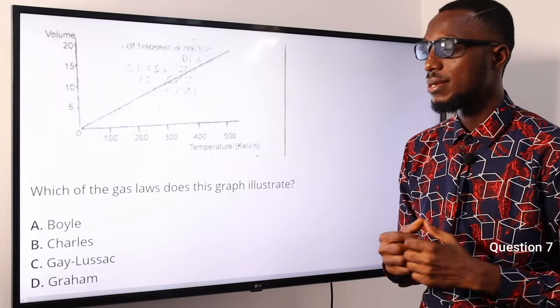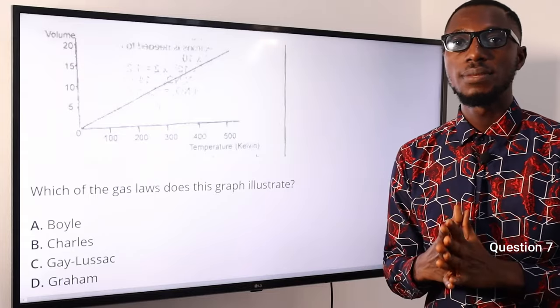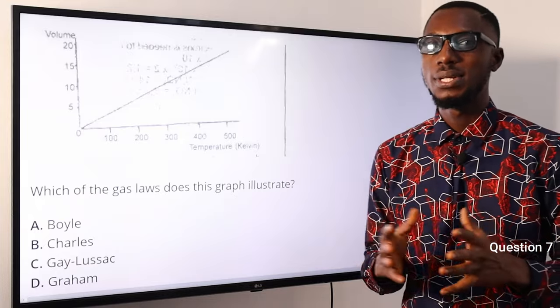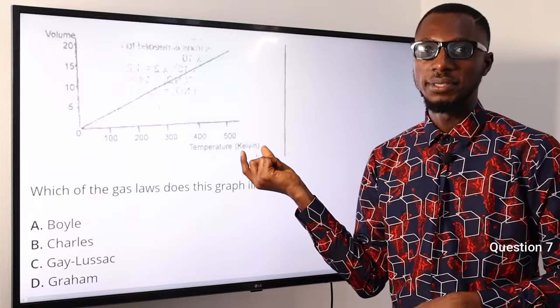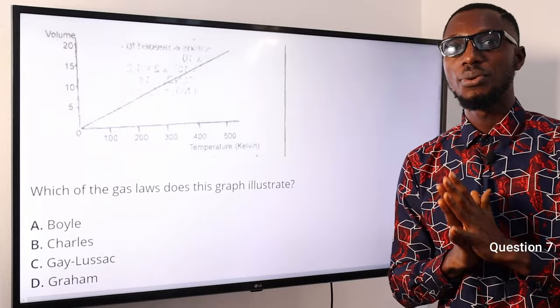Let's go to Charles law. Charles law states that the volume of a fixed mass of gas is directly proportional to the temperature in Kelvin, provided that pressure remains constant.